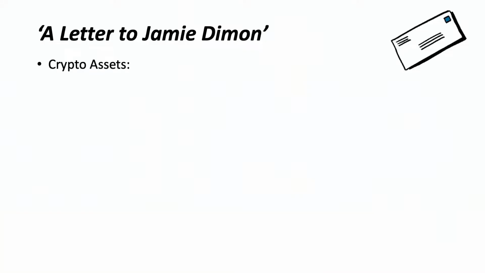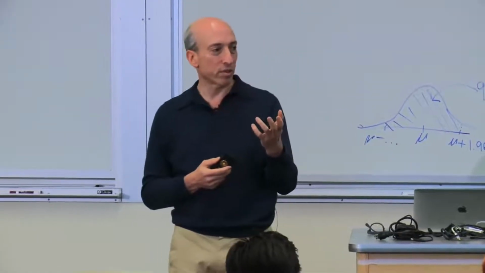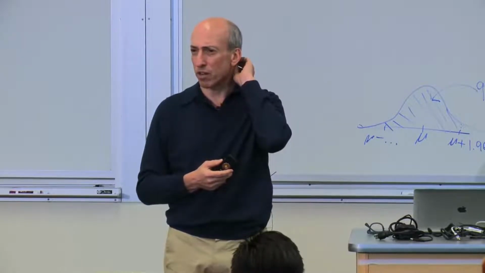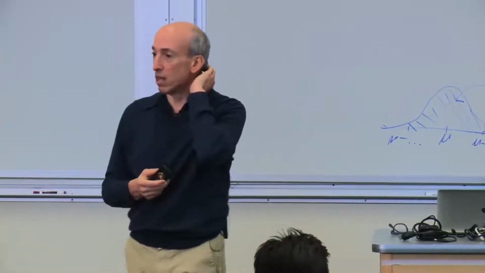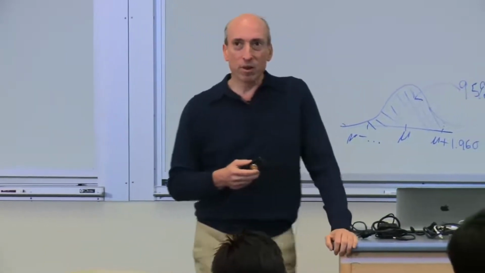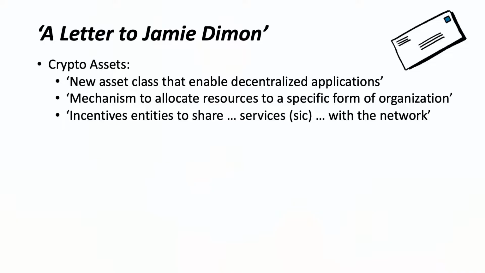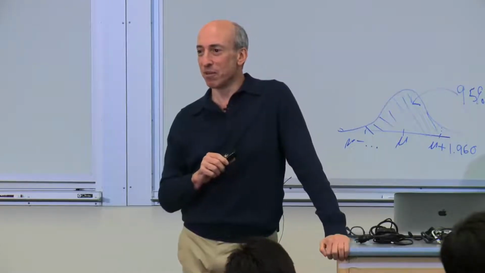But more specifically, he did define, it was kind of interesting, crypto assets. I'm trying to remember the gentleman who wrote it because it was on Chain. It was the head of the Chain. What's that? Adam Ludwin. But he too said, let's not use the word cryptocurrency, let's use the word crypto assets. They enable a decentralized application. And that was a key thing he was trying to say to Jamie Dimon.